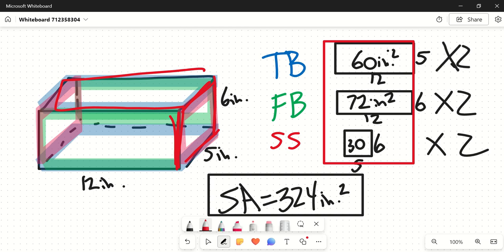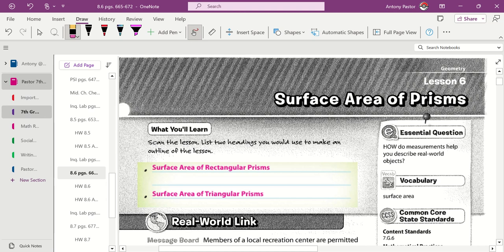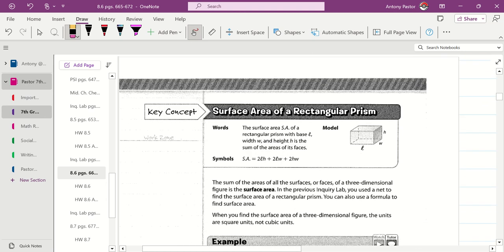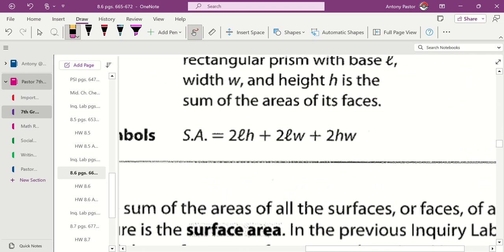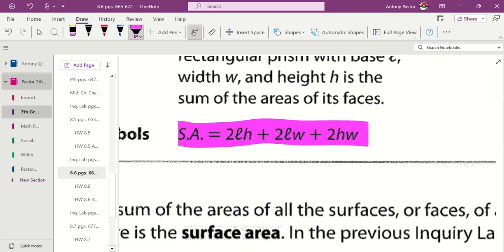Okay? There is a formula if the question is literally just asking you to find the surface area. That formula is this. If it's just asking for the surface area, it is surface area equals 2 times length times height plus 2 times length times width plus 2 times height times width.